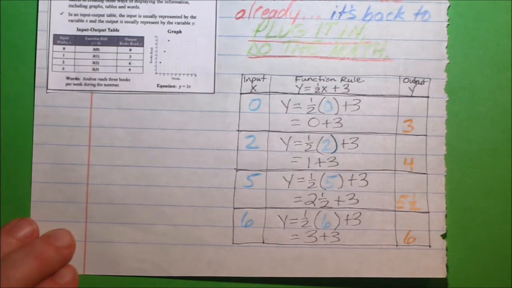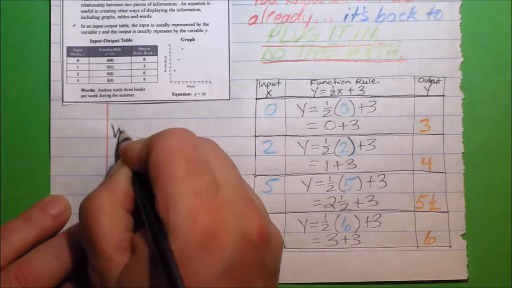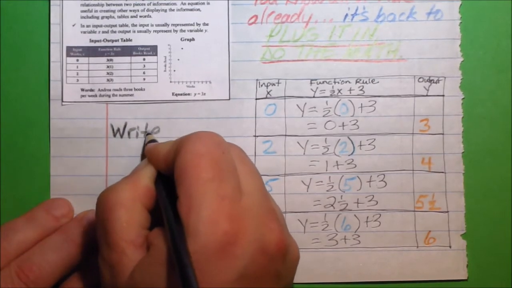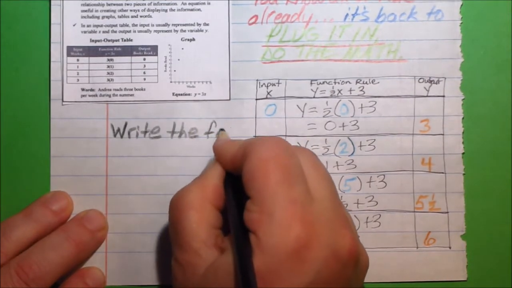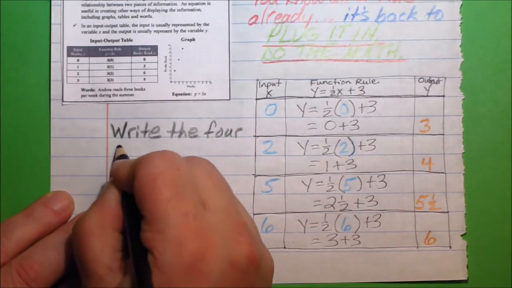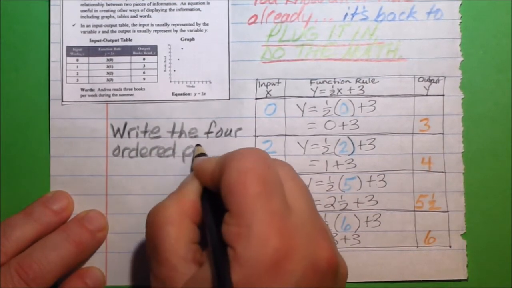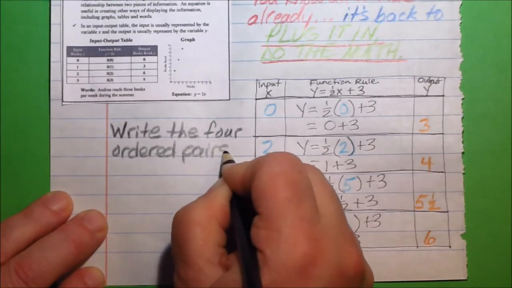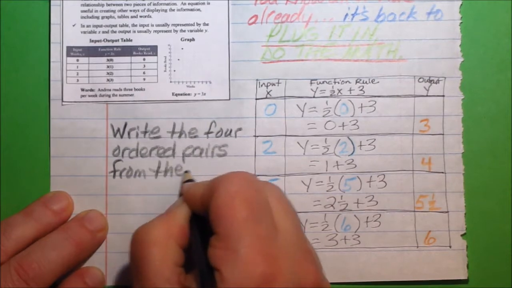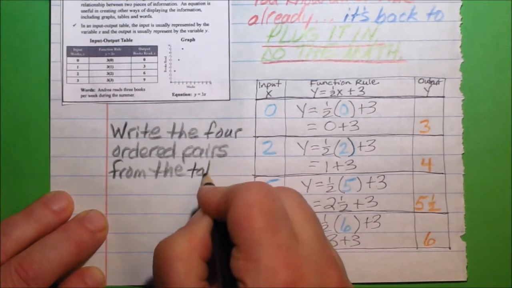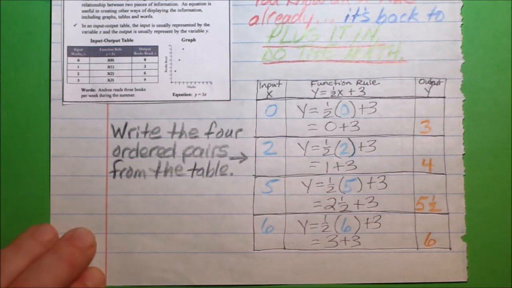All right? So with my black pencil, I'm going to make a note over here to the side, and it's going to say, write the 4 ordered pairs from the table, meaning this right here. Okay?